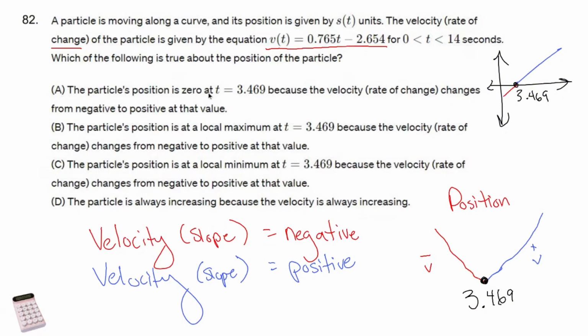So the particle's position is 0 at 3.469? No, that's not true. The particle's position is at a local maximum at 3.469? Nope. The particle's position is at a local minimum at 3.469 because the velocity, also known as the rate of change, changes from negative to positive at that value. That's my guy. The particle is always increasing because the velocity is always increasing? No. The velocity always increasing has nothing to do with where your position is. It just means you're speeding up, and if you're going down a hill, you're probably going to speed up at some point. So yeah, there you have it.